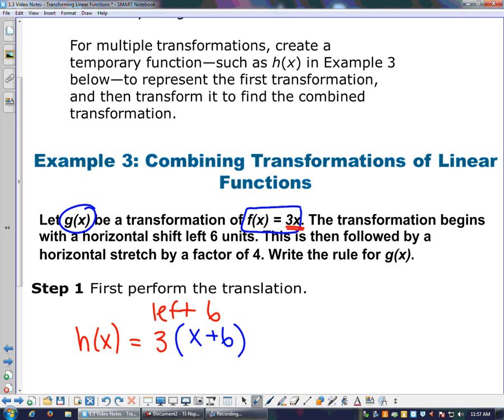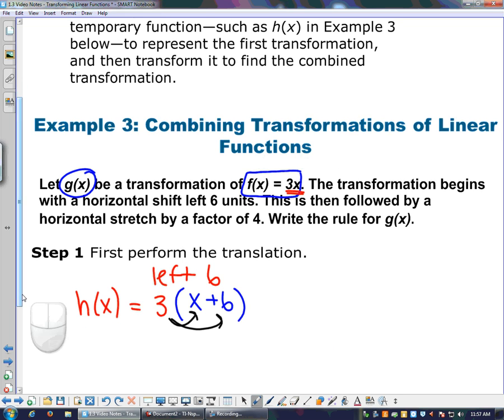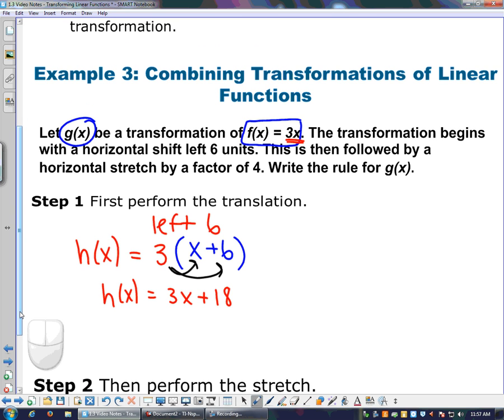Let's clean that up a little bit before we get going here. So this first step is the same as saying that h of x is equal to 3x plus 18. So transformation 1 moved the original 6 to the left. Now let's go on to step 2, where we were asked to take this one and horizontally stretch it by a factor of 4.